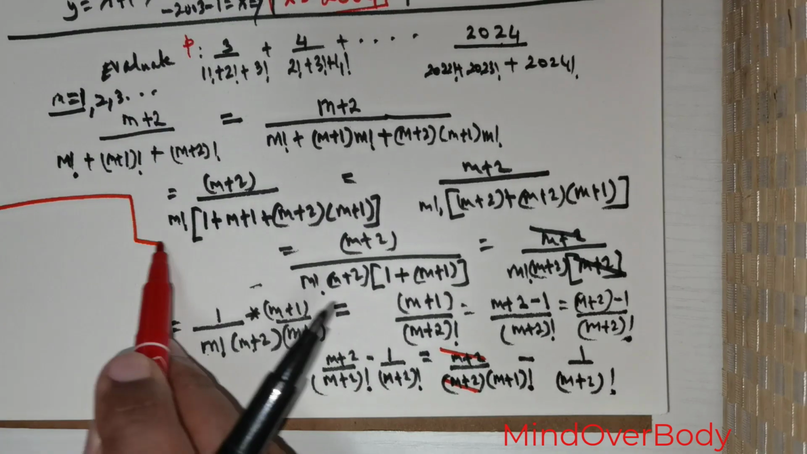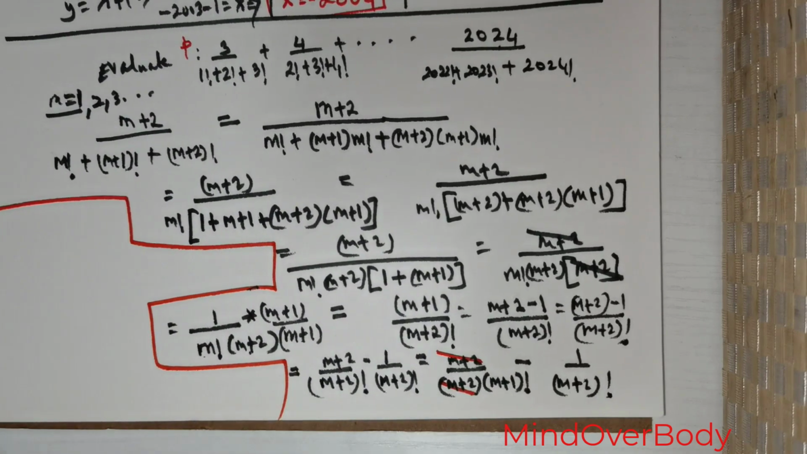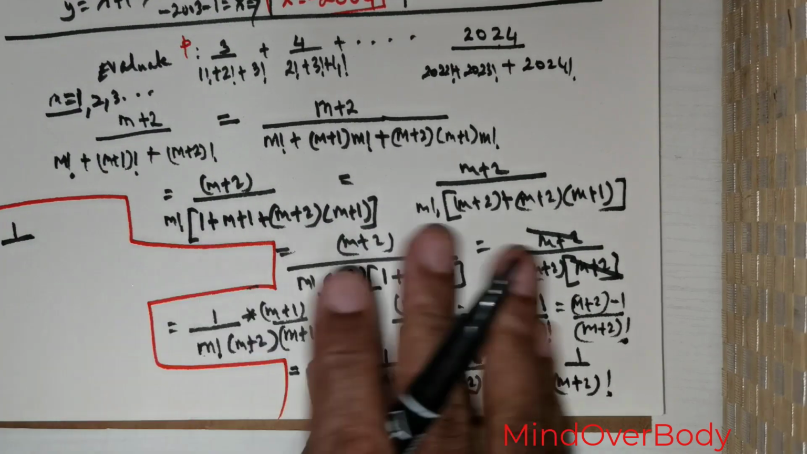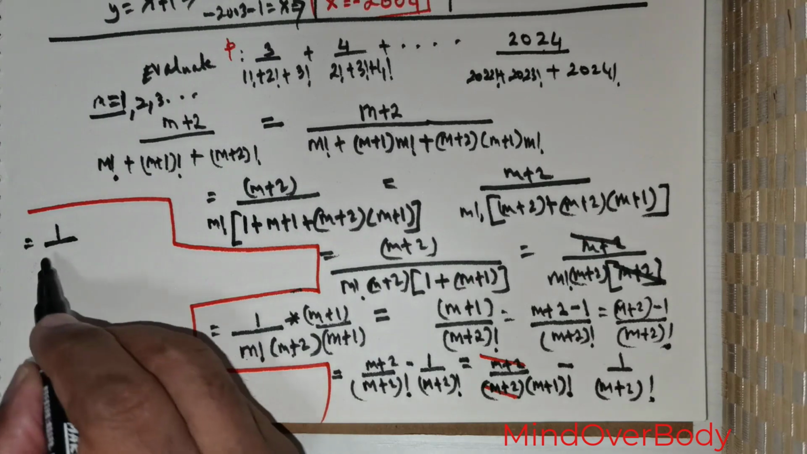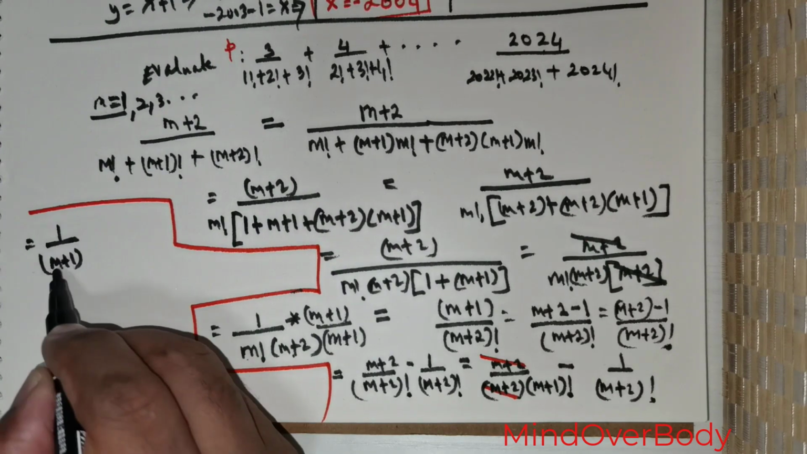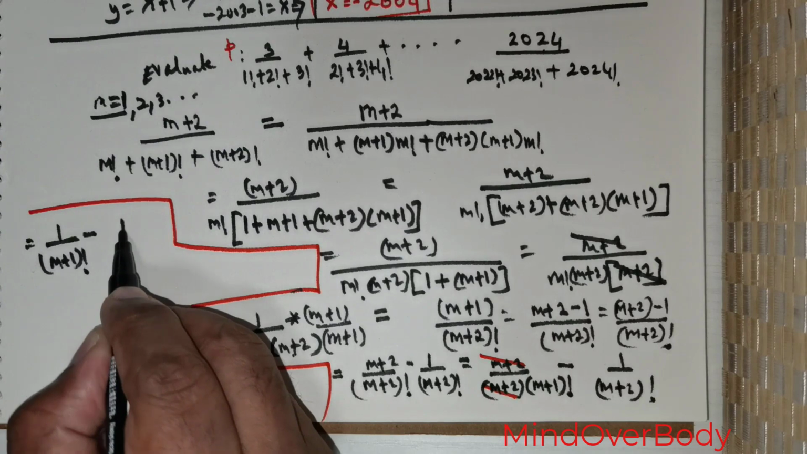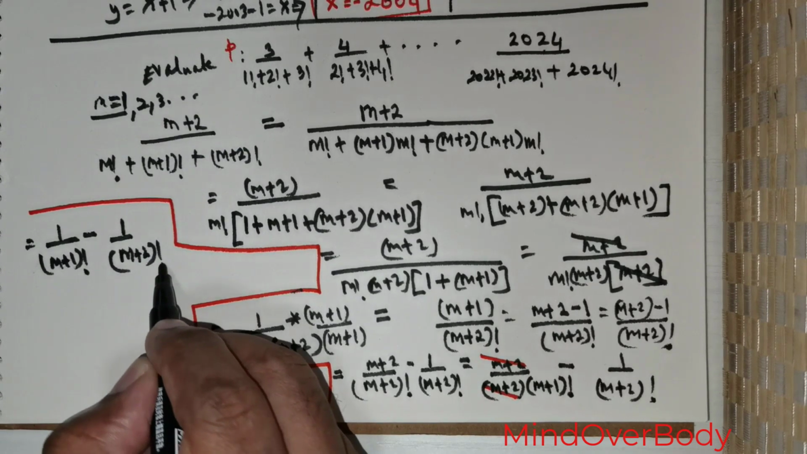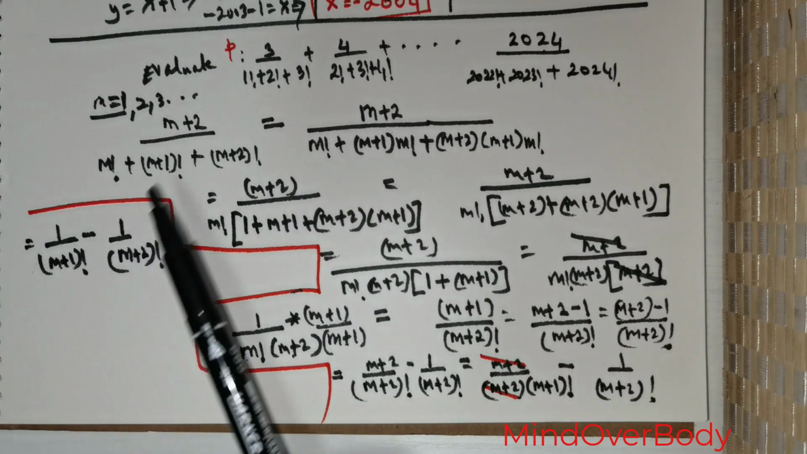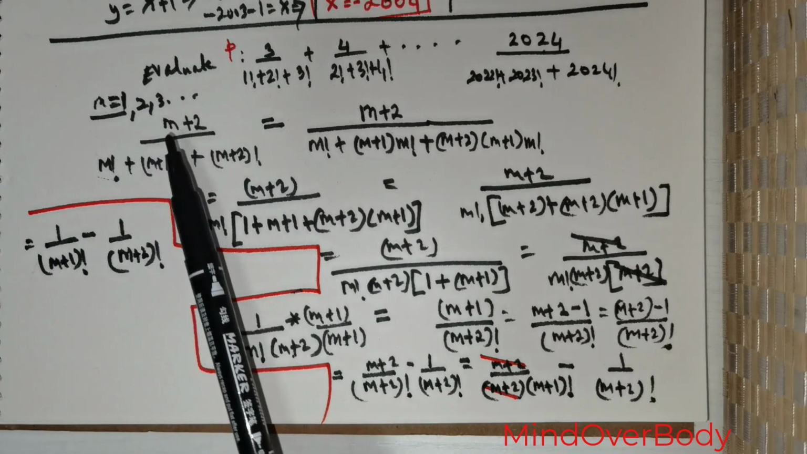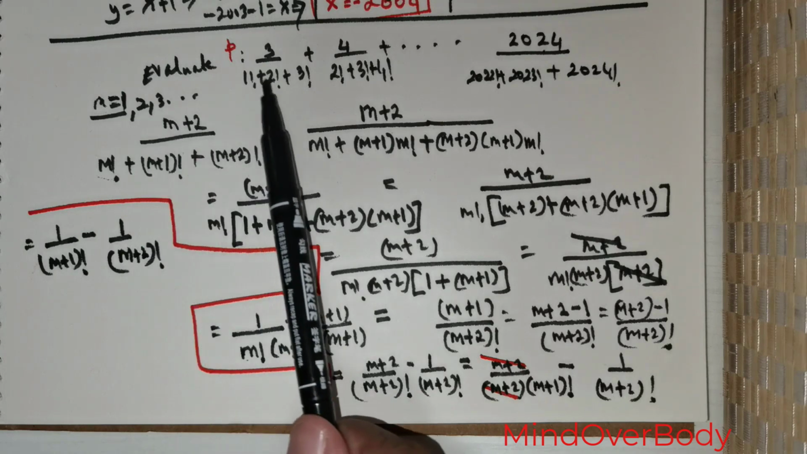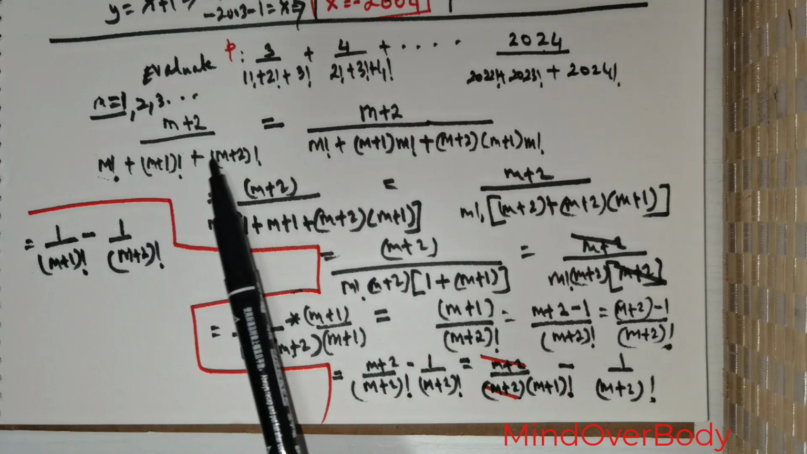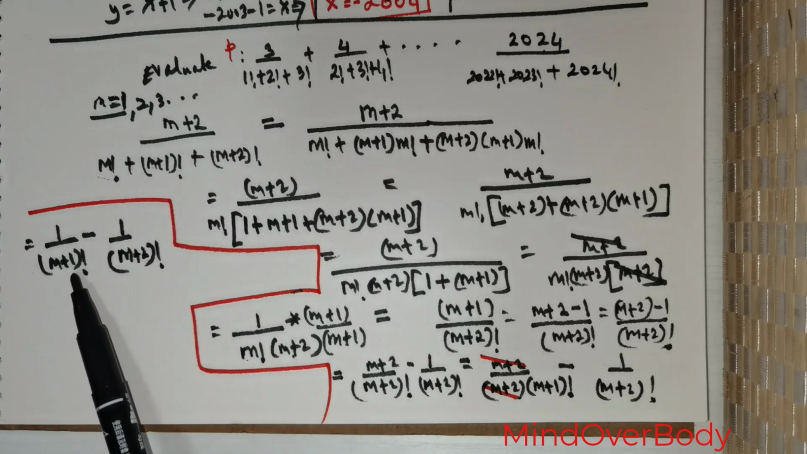Now clearly you can see the (m+2) can be cancelled. I'm going to use this space here. So I'm going to get 1 over (m+1) factorial minus 1 over (m+2) factorial. Okay, this is what I've got. So the entire term that we have taken, this is exactly nothing but the first term, right? The first term is represented in this fashion, and this in turn is now represented like this.